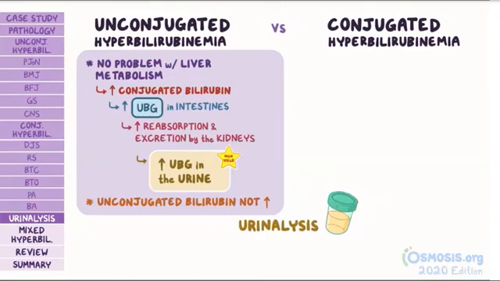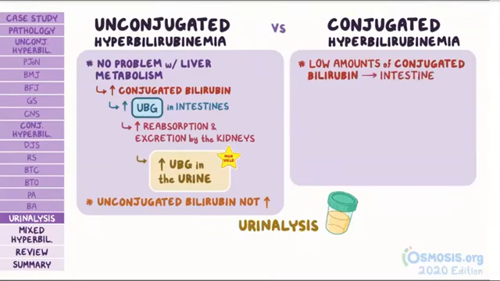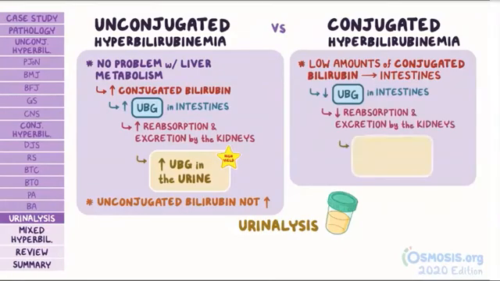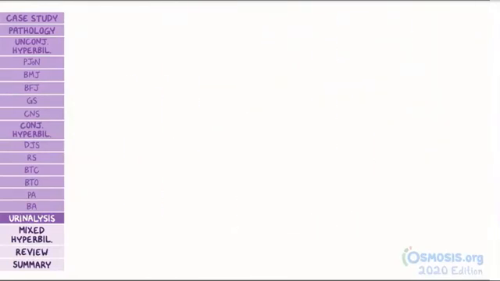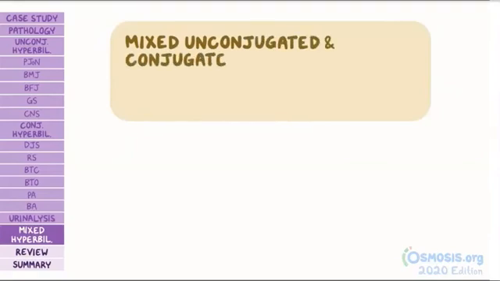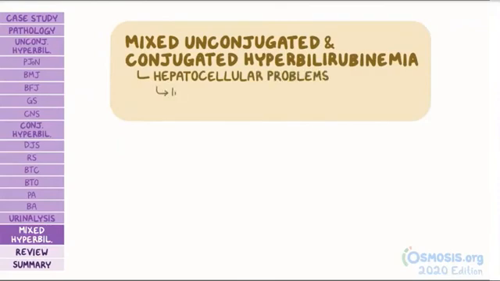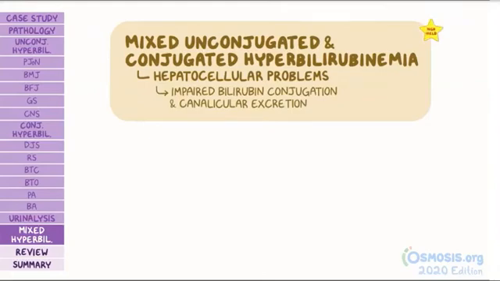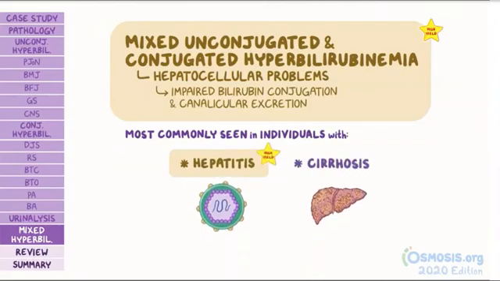On the other hand, in conjugated hyperbilirubinemia, low amounts of conjugated bilirubin reach the intestines. Therefore, there's less urobilinogen in the intestines, which means less reabsorption and excretion by the kidneys, so the amount of urobilinogen in the urine is low. Last but not least, mixed unconjugated and conjugated hyperbilirubinemia is typically caused by hepatocellular problems due to impaired bilirubin conjugation and canalicular excretion. This type of hyperbilirubinemia is commonly seen in individuals with hepatitis and cirrhosis.